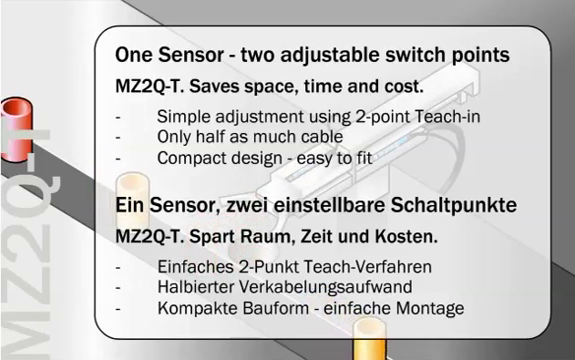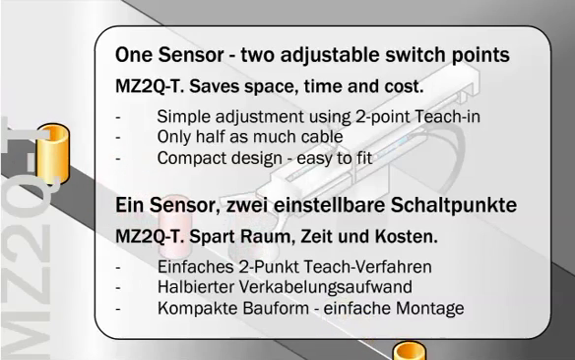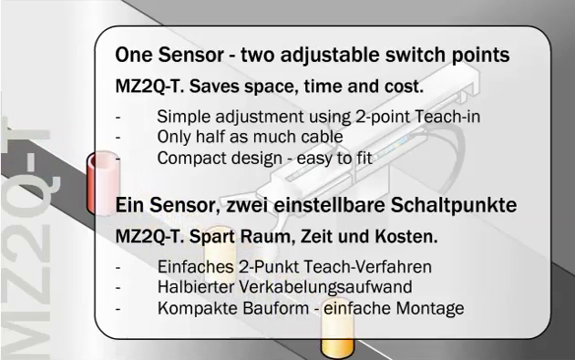The MZ2Q is like two sensors in one. It saves space since it only uses one slot, saves setup time, and saves cost since users only buy a single sensor but get the performance of two.